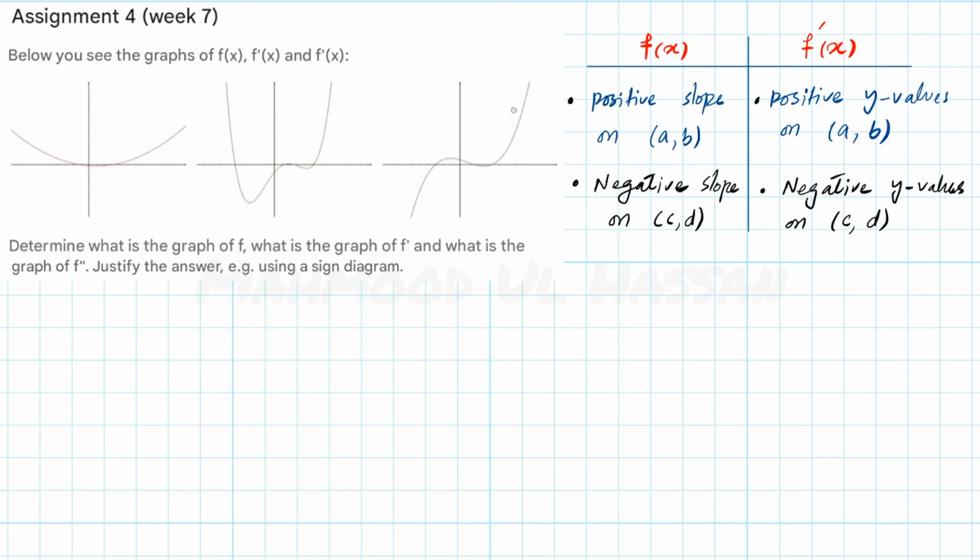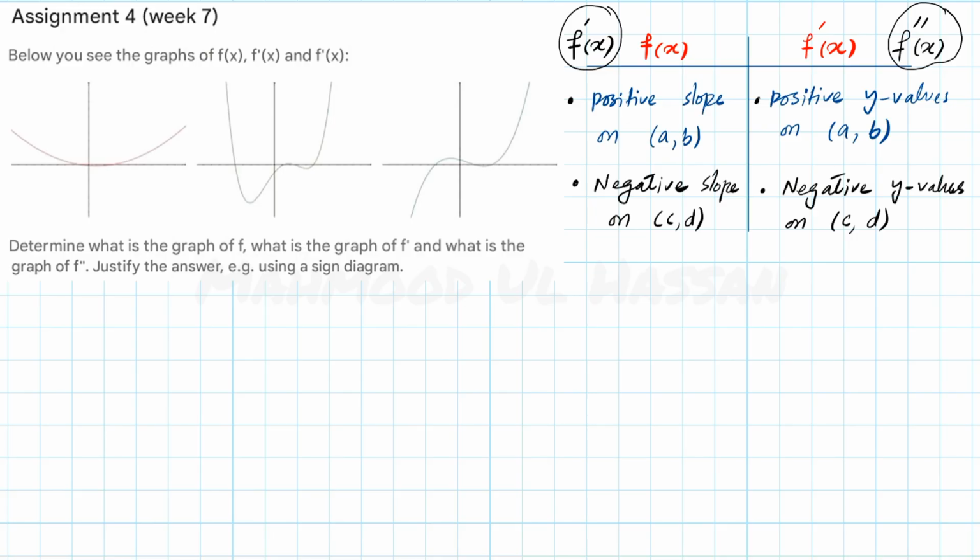So the same relation holds if we consider the first column is our f prime of x, so the second column will be our f double prime of x. It means that if f prime of x has a positive slope on a comma b, so f double prime of x has positive y values on a comma b. And the same way, when f prime of x has a negative slope on c comma d, so f double prime of x has negative y values on c comma d. Got it?